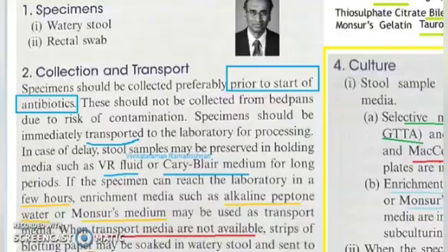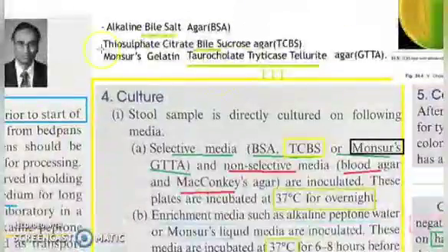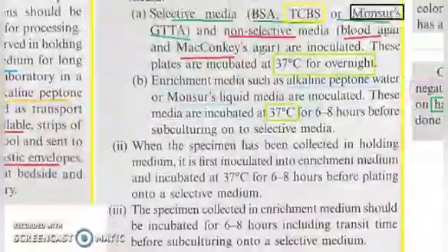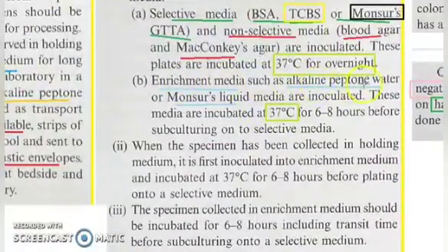Coming to culture, you have alkaline bile salt agar, thiosulfate citrate bile salts sucrose agar, Monsur's gelatin taurocholate trypticase tellurite agar. You have to write these three as the selective media. Then the enrichment media will be liquid, like alkaline peptone water and Monsur's liquid media. You keep them at 37 degrees centigrade. Liquid culture you can keep for fewer hours. The other one you will keep overnight.